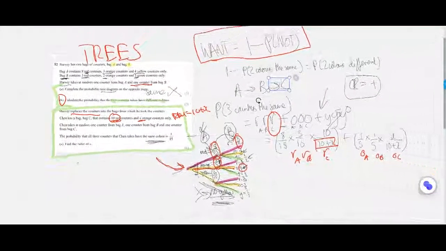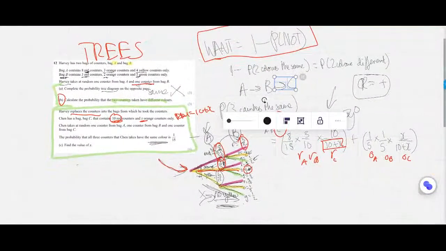Okay, so if you were to draw a tree for this, it'd be pretty crazy. It'd have 3 to the 3 branches, which would be 27 branches. So I don't recommend you go that route of making your own tree. I will show you the most efficient and quickest way to do it in an exam to get 4 out of 4 in these really high order questions. So it says the probability that all 3 counters Chen takes are the same color is 1 over 15. Find the value of X.